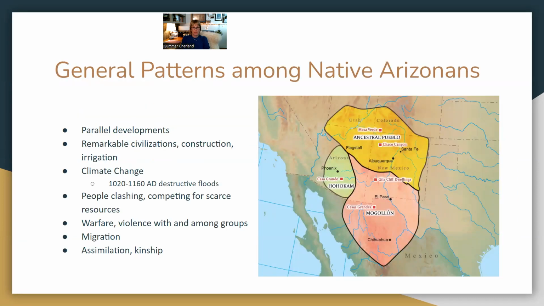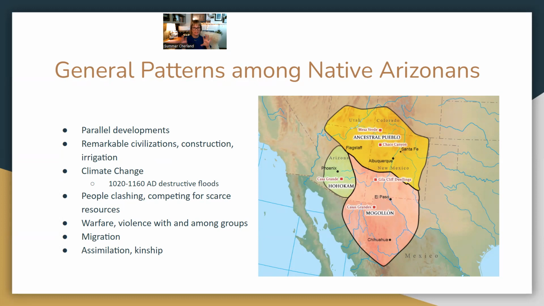Here are some general patterns among native Arizonans. You can see now from this map where we think the Mogollon, the Hohokam, and the ancestral Pueblo were. So these were parallel developments. They were happening at the same time. We know for sure all three groups were remarkable when it came to organization of civilization, construction, and irrigation or water. They all experienced climate change. Around the year 1020 to 1160 AD, we see a series of destructive floods throughout the Salt River Valley.